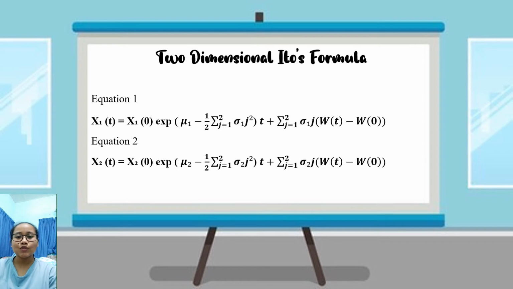So, for modeling stock prices in a portfolio using multi-dimensional geometric Brownian motion, we use the two-dimensional Ito formula. By using the two-dimensional Ito formula and the Ito formula for the Ito process, we get equation 1 and equation 2, which is the asset price model that is able to predict an asset price at a specific time t, when the assets move together as a two-dimensional geometric Brownian motion.